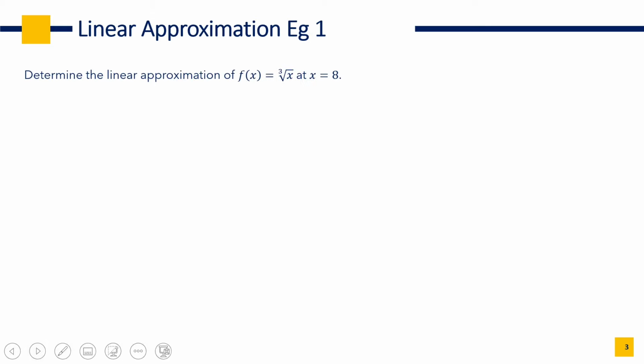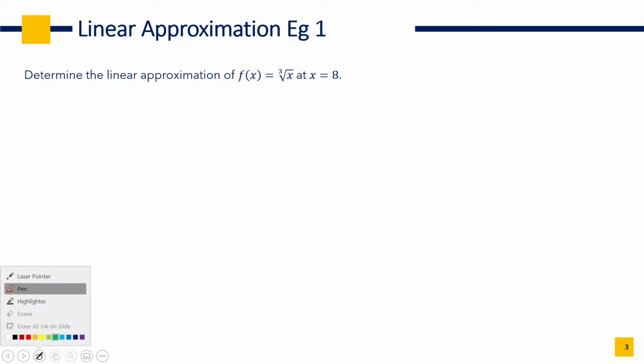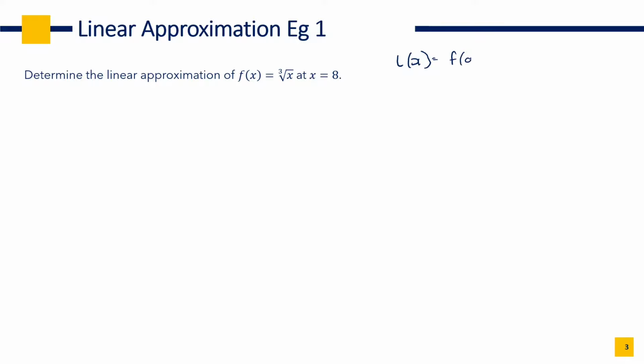We have here: determine the linear approximation of the function f(x) equals the cube root of x at x equal to 8. First, let's remember the formula: L(x) is equal to f(a) plus f'(a)(x minus a). The first thing you have to know is where you are taking your tangent, so what you are approximating around. In this case, it's at x equal to 8, so a is equal to 8.